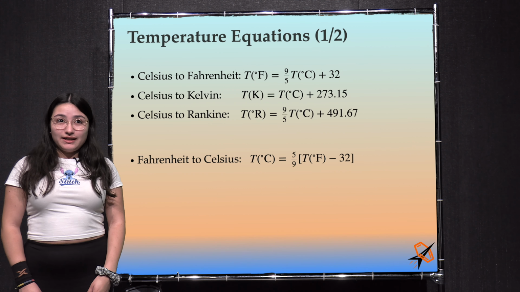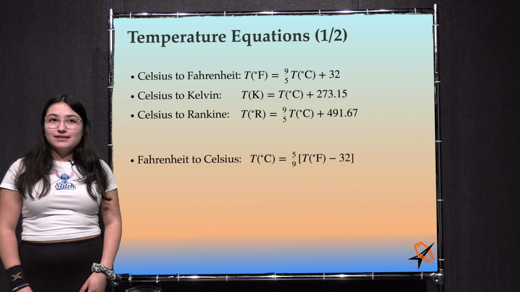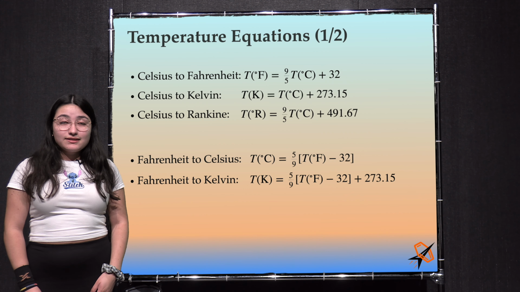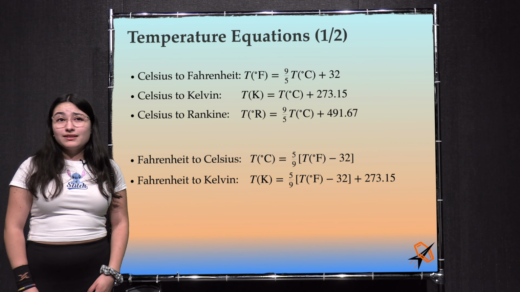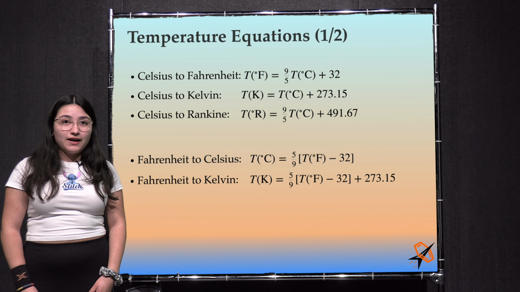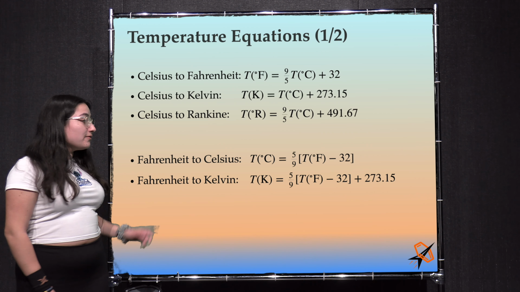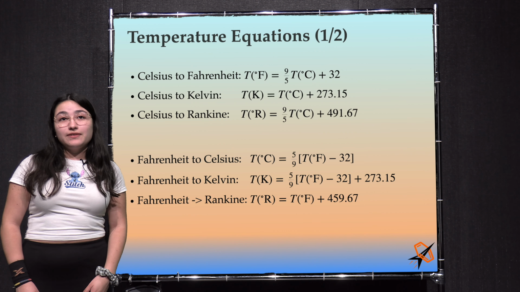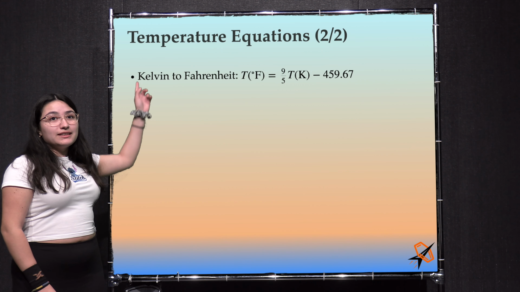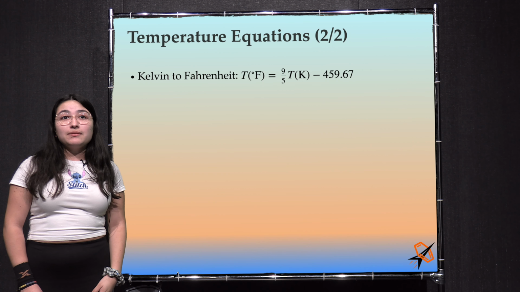To convert from degrees Fahrenheit to degrees Celsius, subtract 32 and then multiply by 5/9. To convert from degrees Fahrenheit to Kelvin, first convert to Celsius and then to Kelvin. There is a formula for single addition, but it requires you to memorize 255.37. Not worth it in our opinion. To convert from Fahrenheit to Rankine, add 459.67.